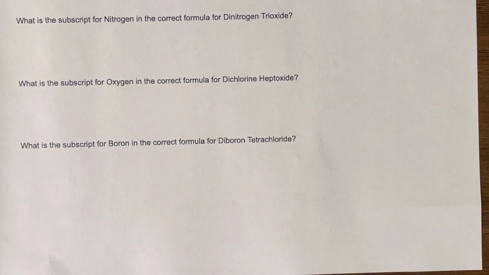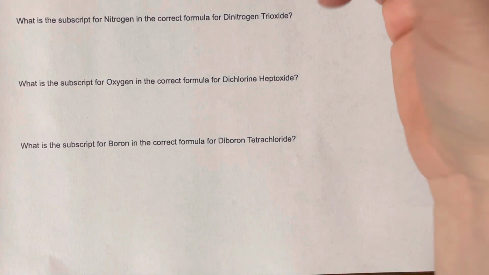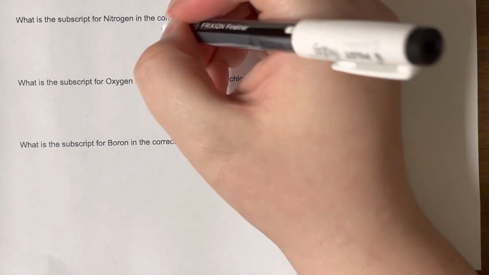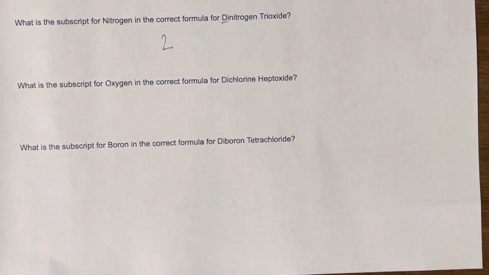What is the subscript for nitrogen and the correct formula for dinitrogen trioxide? So I see that I have prefixes, which means that I just need to reference the prefix for nitrogen to tell me what the subscript is. So the prefix for nitrogen is di. Di is the prefix for 2, so my subscript for nitrogen is going to be 2.